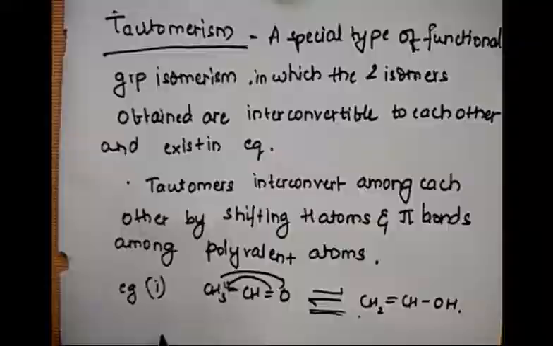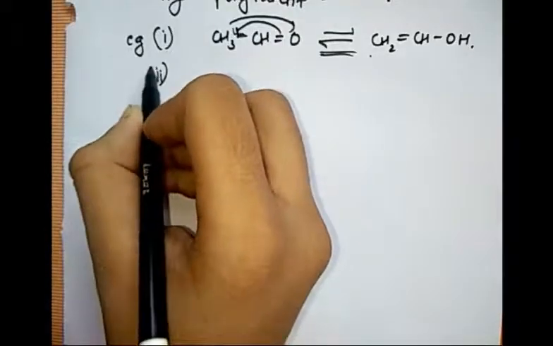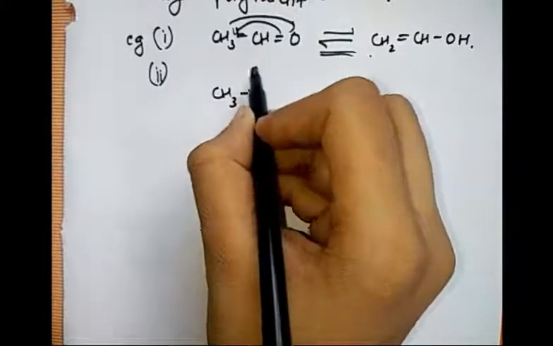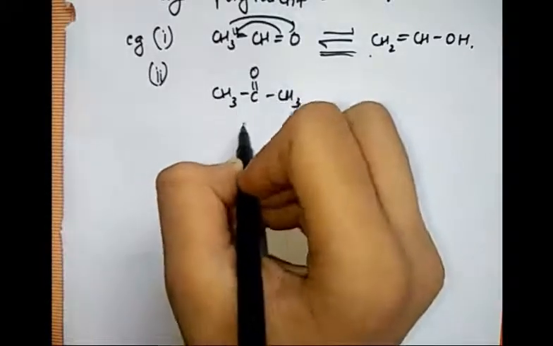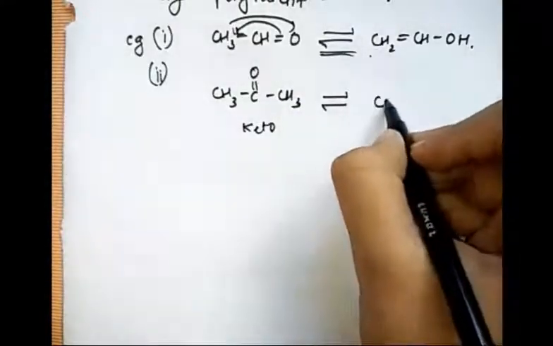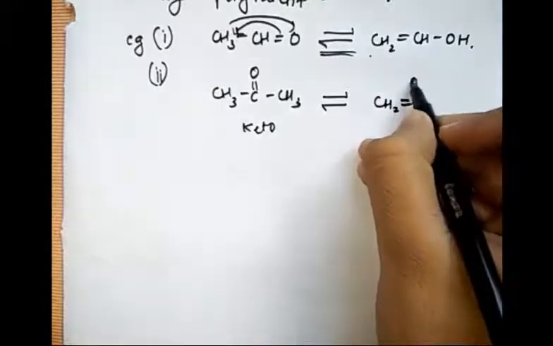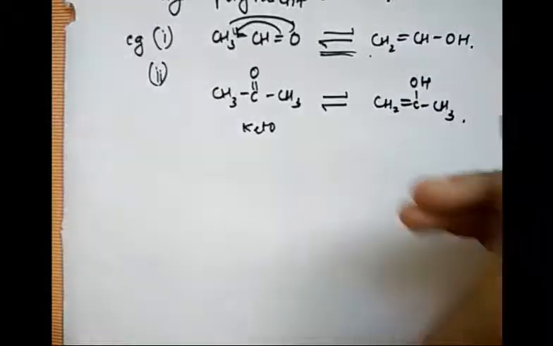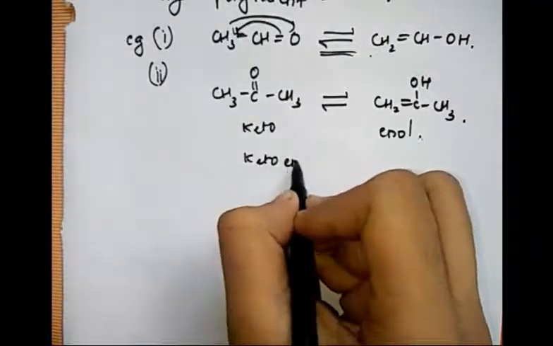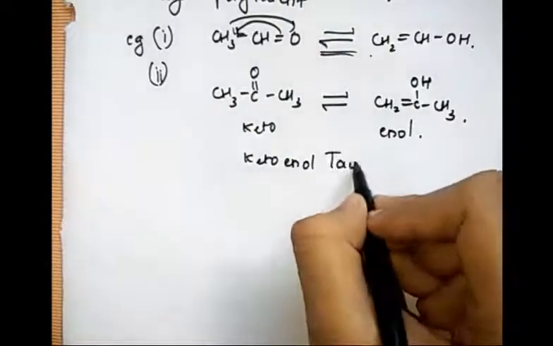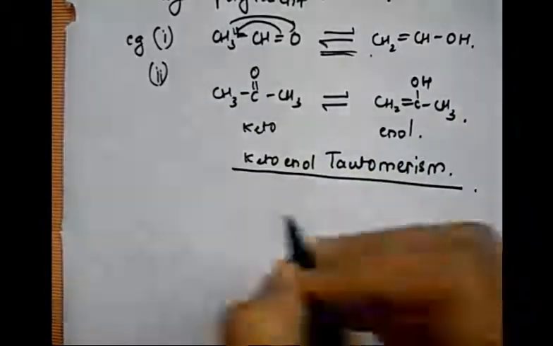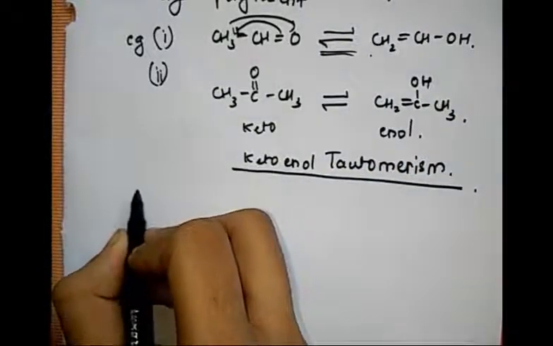Similarly, now next example, CH3 C double bond O CH3. This is keto form and this is enol form. So what it is? Keto enol tautomerism.